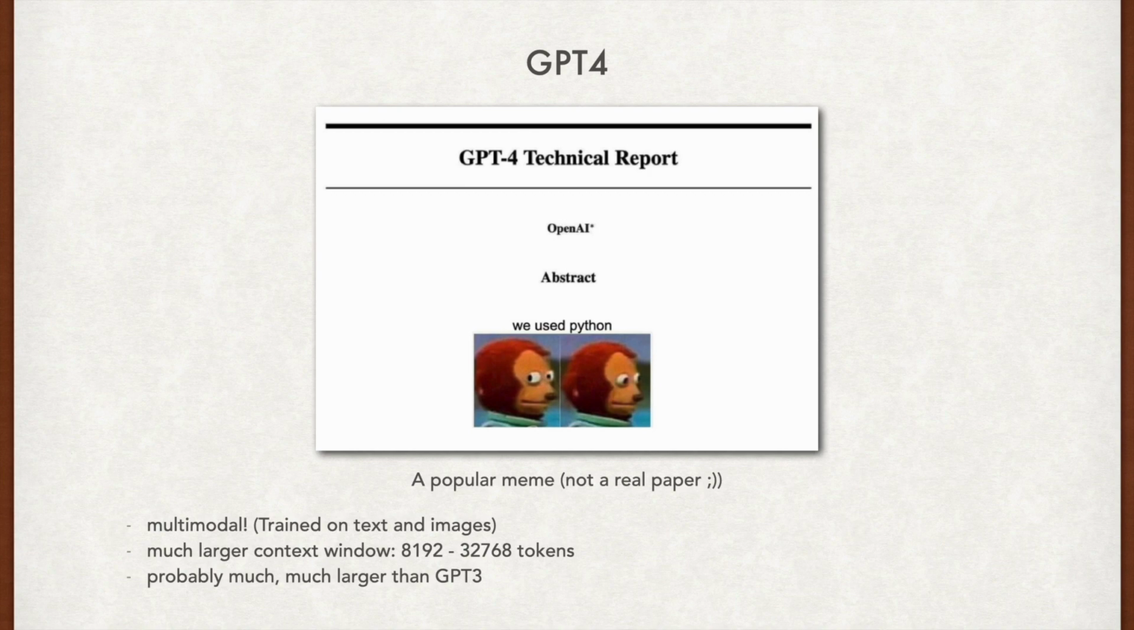There are various versions of GPT-4. The smallest one has the context window of 8,192 tokens. It's 4 times bigger than the context handled by GPT-3, and the largest one can handle over 32,000 tokens, so 16 times more than GPT-3. This might make us believe that GPT-4 is much bigger than GPT-3.